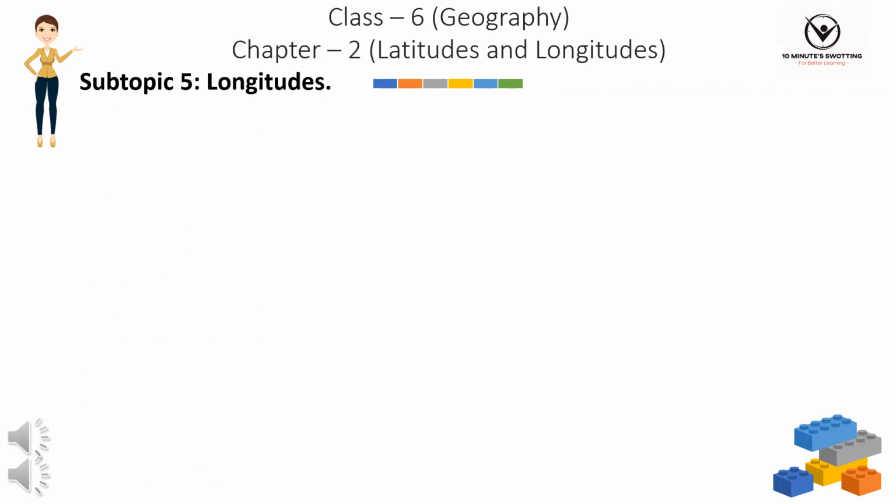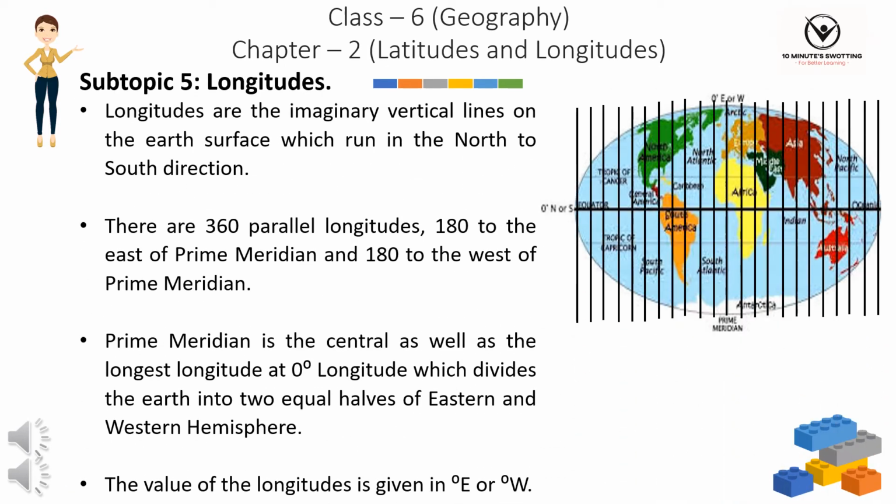Subtopic 5. Longitudes. Longitudes are the imaginary vertical lines on the Earth's surface which run in the north to south direction. There are 360 parallel longitudes, 180 to the east of the prime meridian and 180 to the west of the prime meridian. Prime meridian is the central as well as the longest longitude at 0 degrees longitude, which divides the Earth into two equal halves of eastern and western hemisphere. The value of the longitudes is given in degree east or degree west.